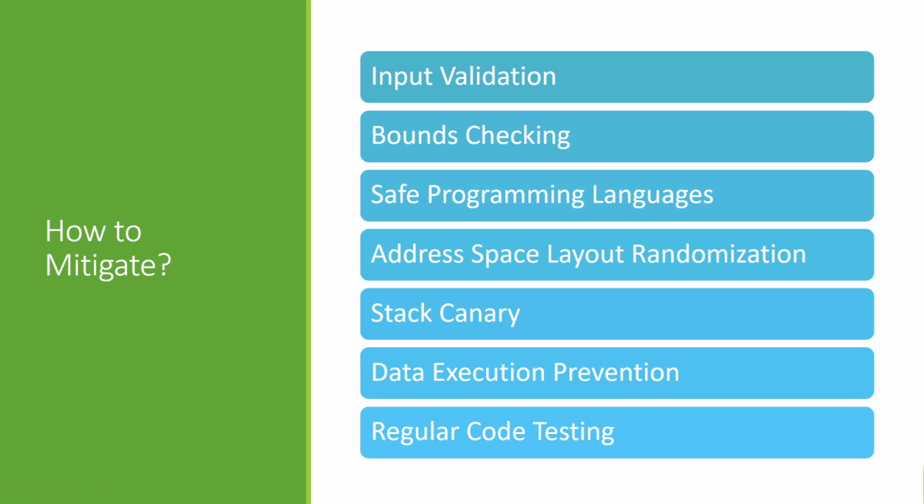We have data execution prevention, which is a security feature that helps mark certain areas of memory as non-executable. This helps us prevent code from being executed in that region. And this is normally enabled on the operating system or the kernel level in many cases. We've got regular code testing just to make sure that the code itself is built properly and that it is not vulnerable to certain things like buffer overflow.